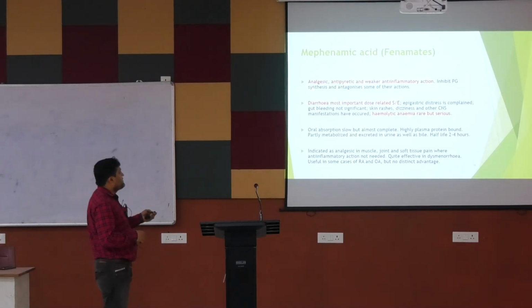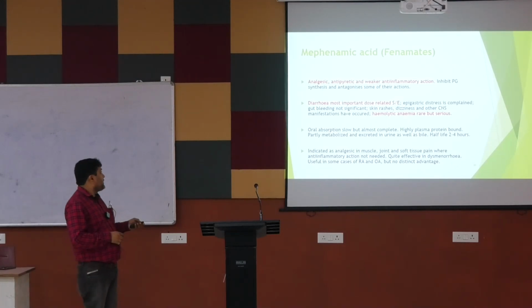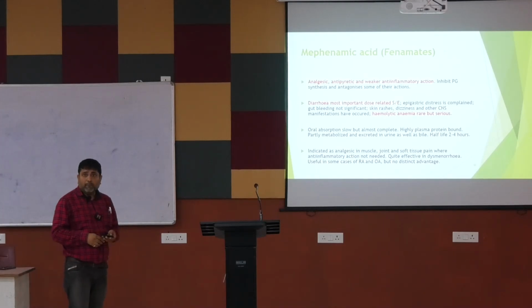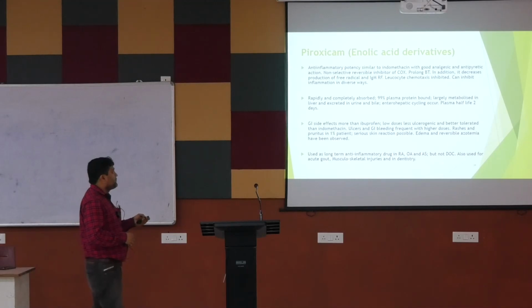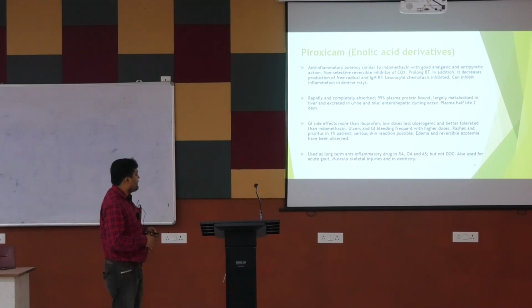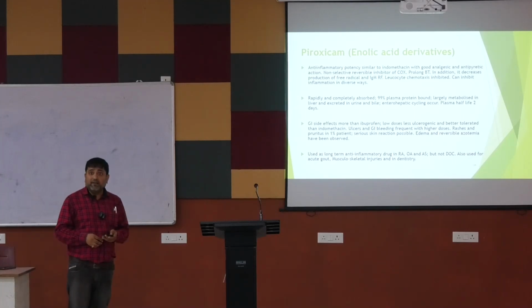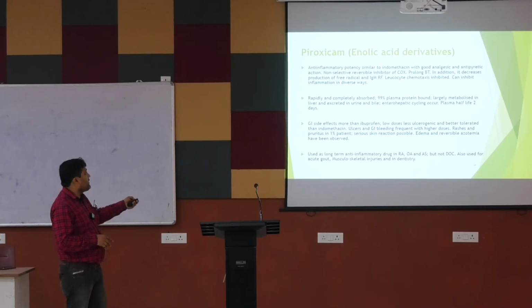Mefenamic acid: analgesic, antipyretic and weaker anti-inflammatory action. Diarrhea is the most common side effect. Hemolytic anemia is rare but serious. Piroxicam comes under the enolic acid derivatives. It has anti-inflammatory potency similar to indomethacin. Indomethacin has very powerful anti-inflammatory action with good analgesic and antipyretic action.